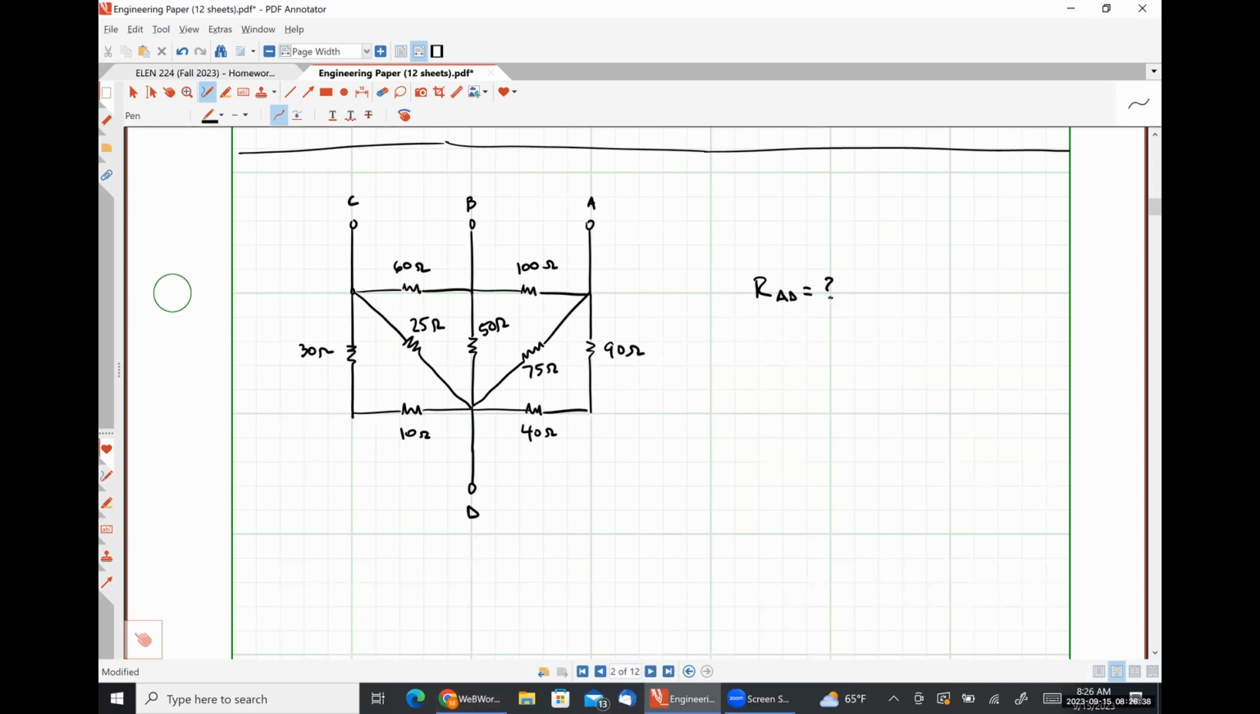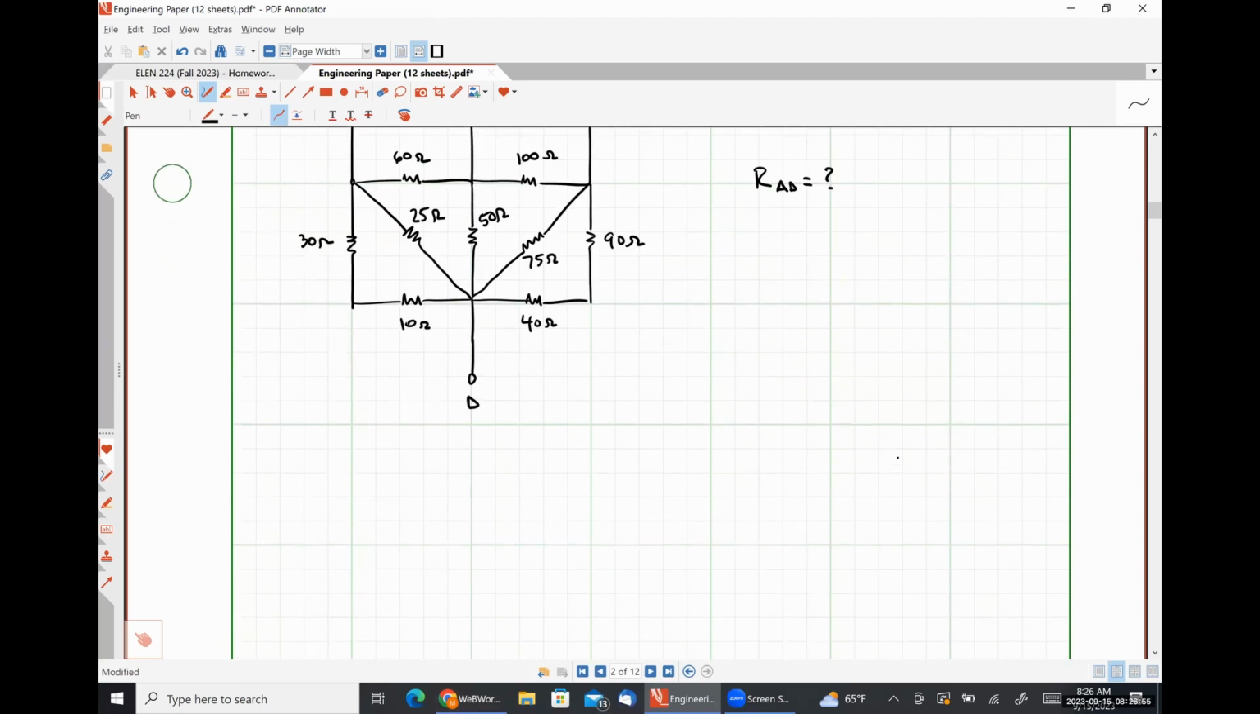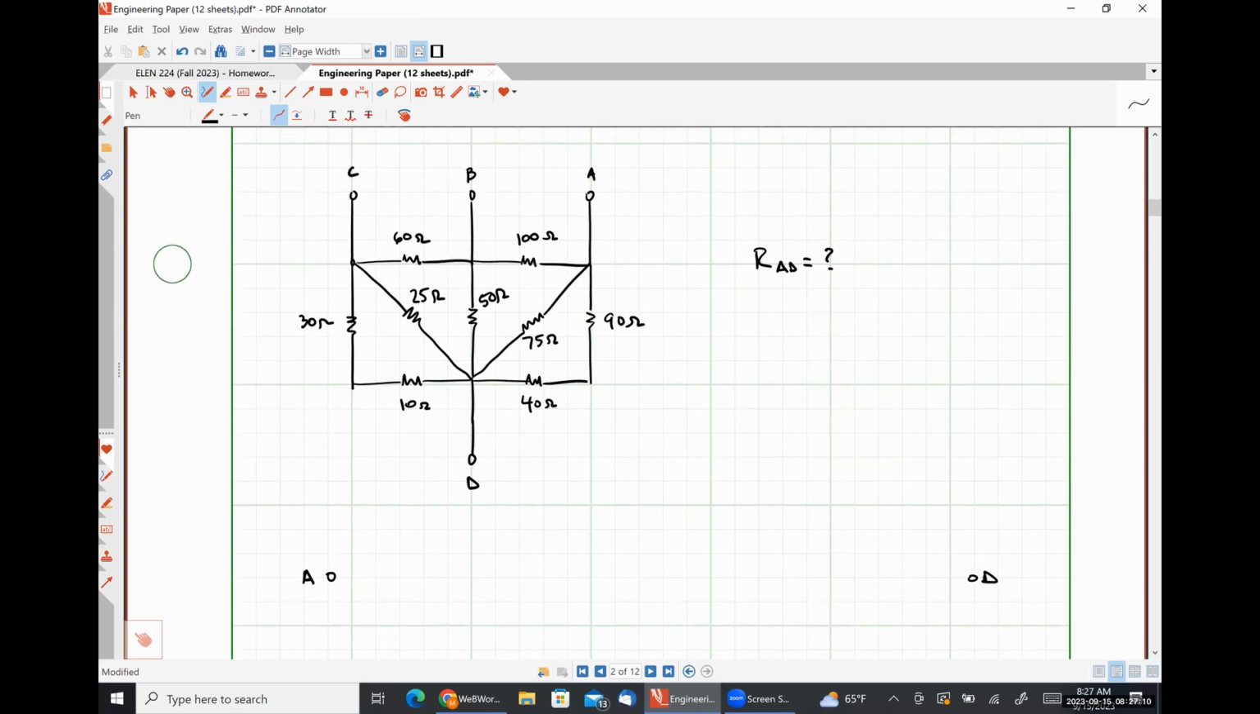So I grew up watching a show called Pee-wee's Playhouse because I'm old. And as part of Pee-wee's Playhouse, they played a game called Connect the Dots. And that's exactly what we're going to do, except we're going to play Connect the Dots with resistors.